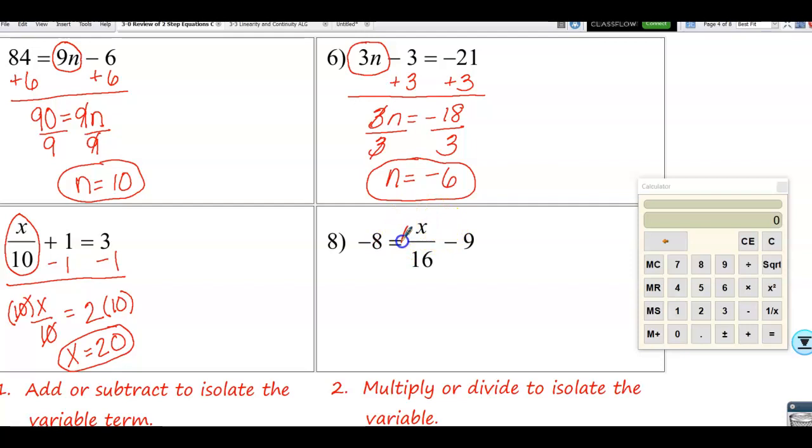All right, another example of that type. Here is our variable term. We want to add or subtract to get the variable term alone, so we need to get rid of this minus 9, and we do that by adding 9 to both sides.